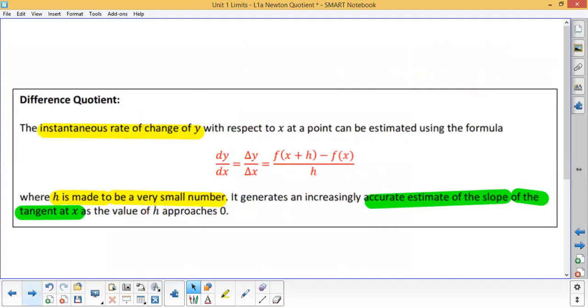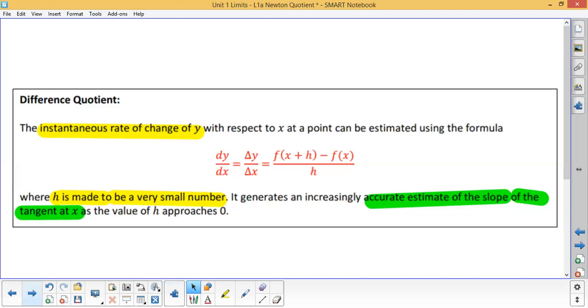So this is a formula that you do need to memorize for your tests as well as your exam. So technically, the slope of the tangent line is the instantaneous rate of change. So the slope of the tangent line through a point on the graph of a function gives the function's instantaneous rate of change at that point.